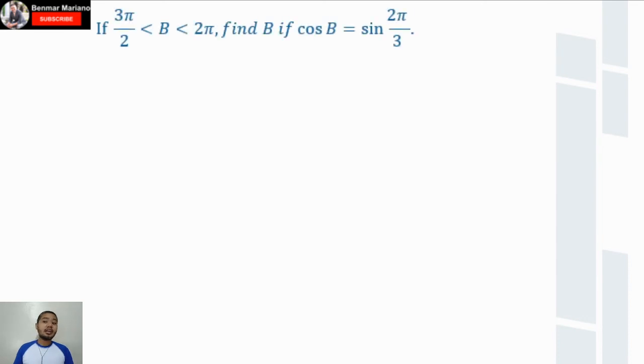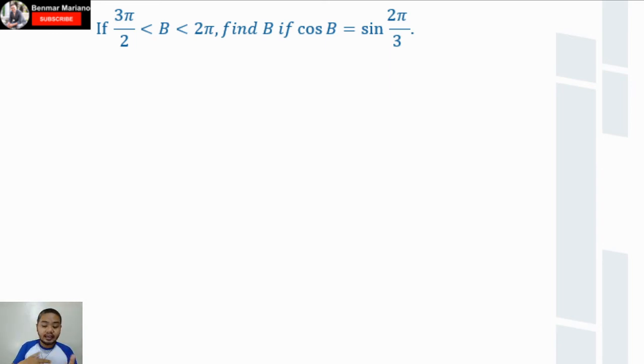So we have here, if 3 pi over 2 is less than B is less than 2 pi, find B if cosine B is equivalent to sine 2 pi over 3. So, the given here is 3 pi over 2 is less than B is less than 2 pi. This means that this given is telling us the location of angle B.